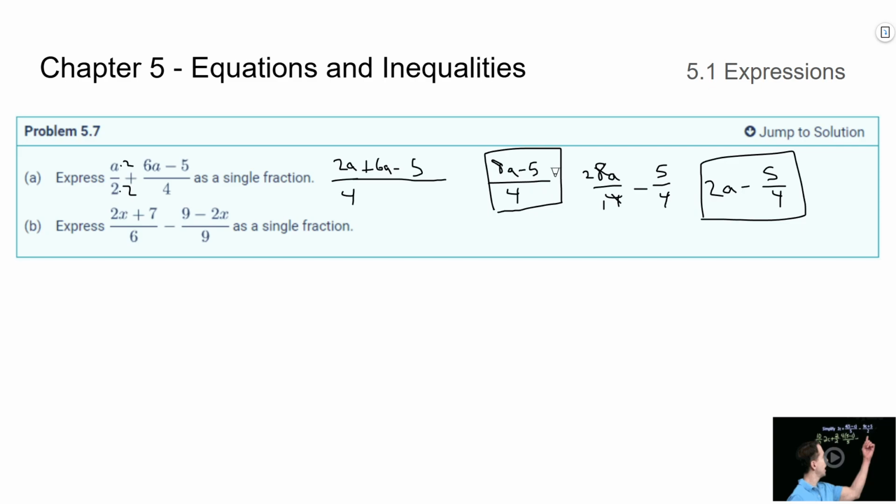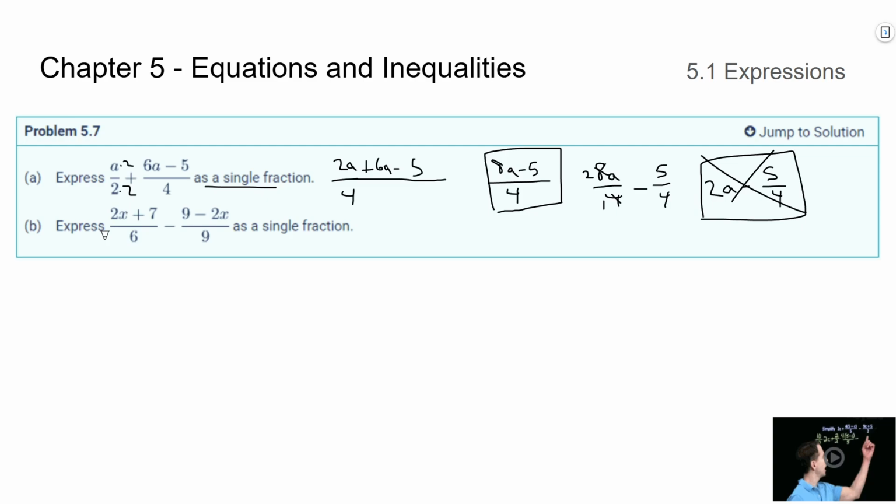But be careful when you simplify things like this, that you have to remember that this denominator applies to both the 5 and the 8a. All right, and it says as a single fraction, so this would not be correct for this problem. It would be equivalent. These two are equivalent, but for this problem, that would not be correct. Okay, so express this as a single fraction.